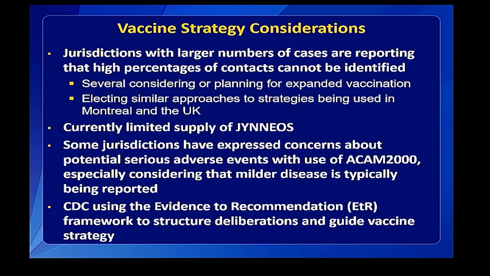So CDC, in planning for expanded vaccination in the United States, is carefully considering how best to use these limited supplies. We have heard from some jurisdictions that there are concerns about potential serious adverse events with the use of ACAM2000, especially considering milder disease is commonly being reported in this outbreak. And we are working with the Advisory Committee on Immunization Practices, federal, state, local, and other community partners to move forward as quickly as possible to provide recommendations to expand vaccination. And we are using an evidence to recommendation framework to really structure these deliberations and guide the development of vaccine strategies.